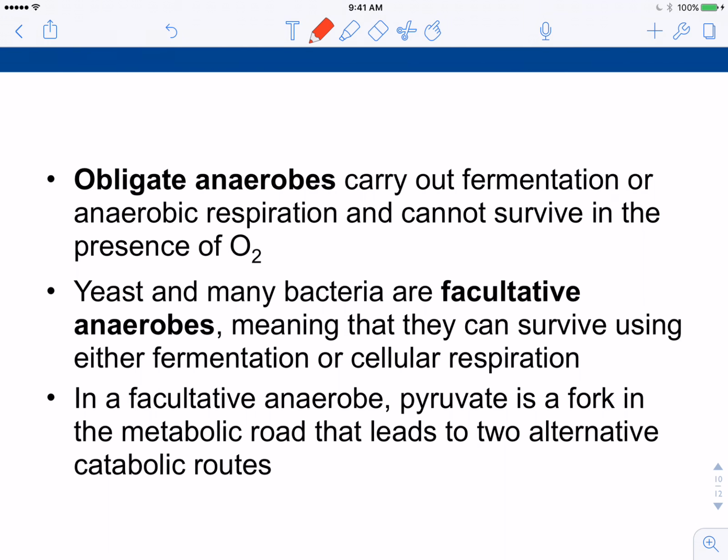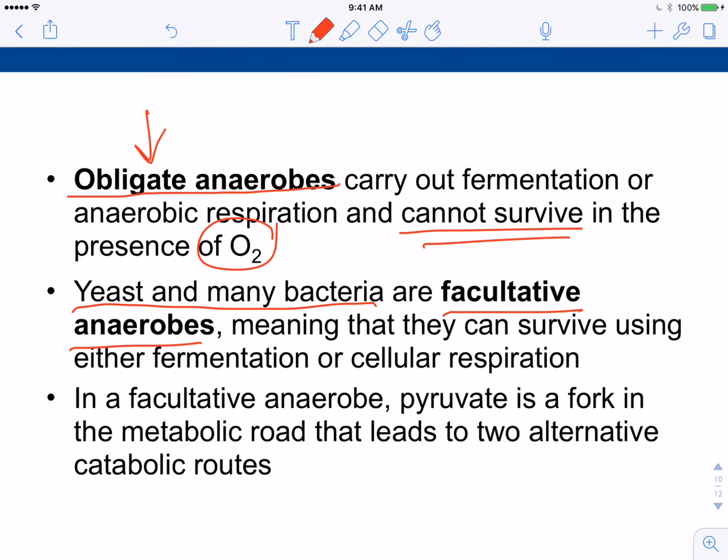Okay, a couple of different types of organisms undergo anaerobic respiration. There are things called obligate anaerobes, and think about if you're obligated to do something, you have to do it. So obligate anaerobes only use fermentation or anaerobic respiration, and they cannot survive in the presence of oxygen. So they have to do anaerobic respiration. Oxygen will kill them. Yeast and a lot of bacteria are facultative anaerobes, meaning they can survive using fermentation or cellular respiration.